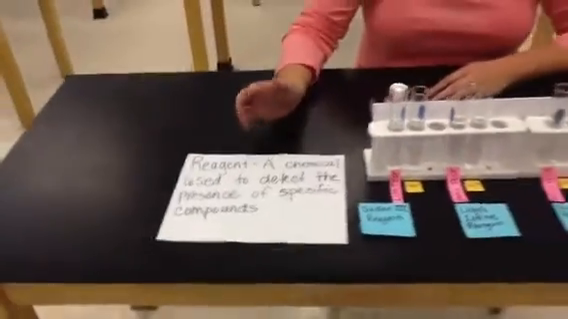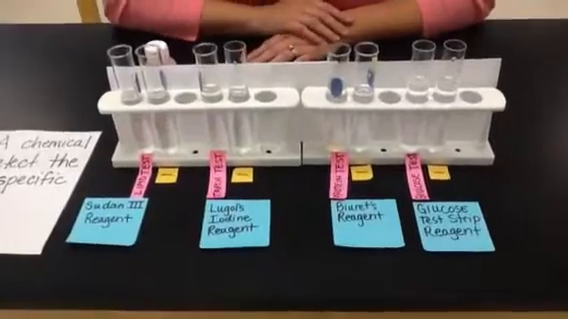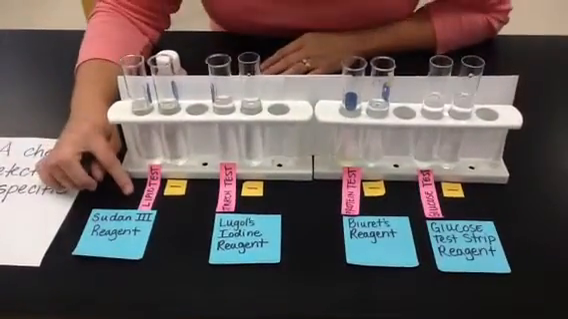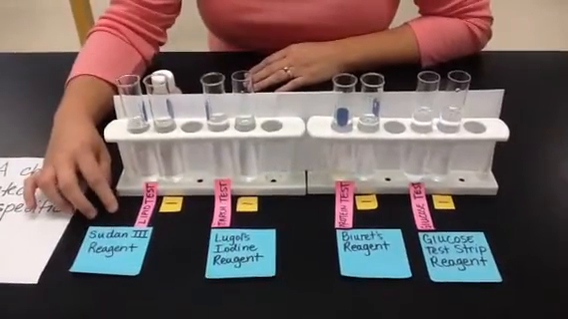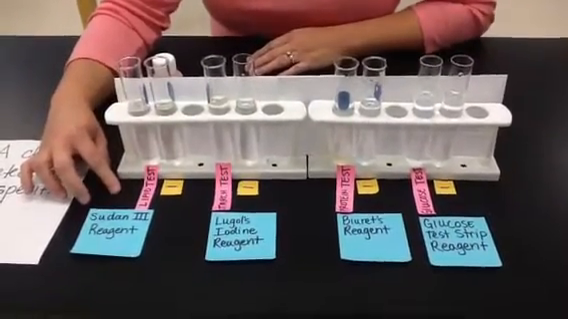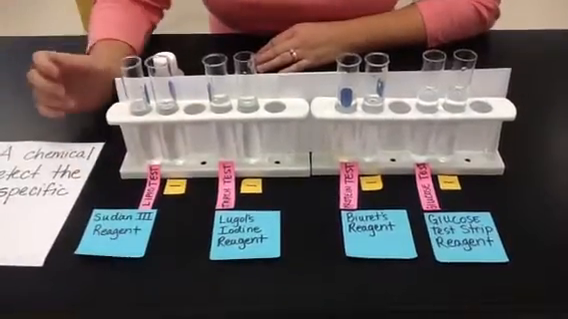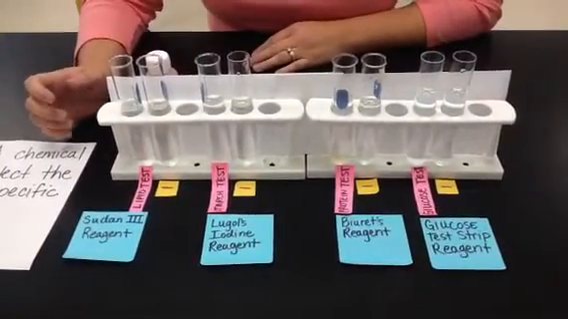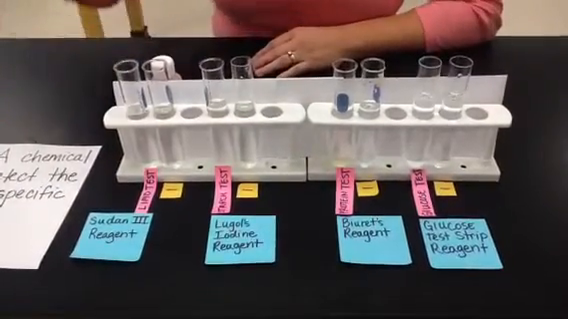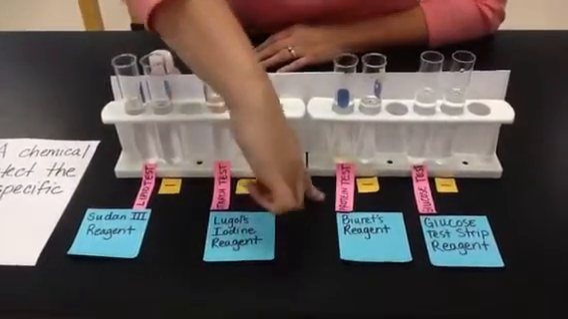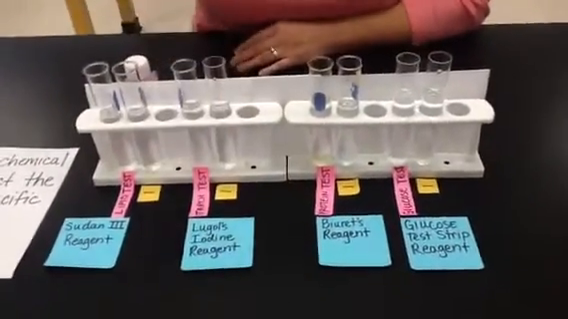So I have in front of me 4 solutions, okay? These solutions are my lipid solution. Remember, lipids are fats, oils, steroids, and waxes. I have a starch solution here. Remember, starch is a large polysaccharide. It's part of the carbohydrates organic compound family. And then over here, I have a protein test.